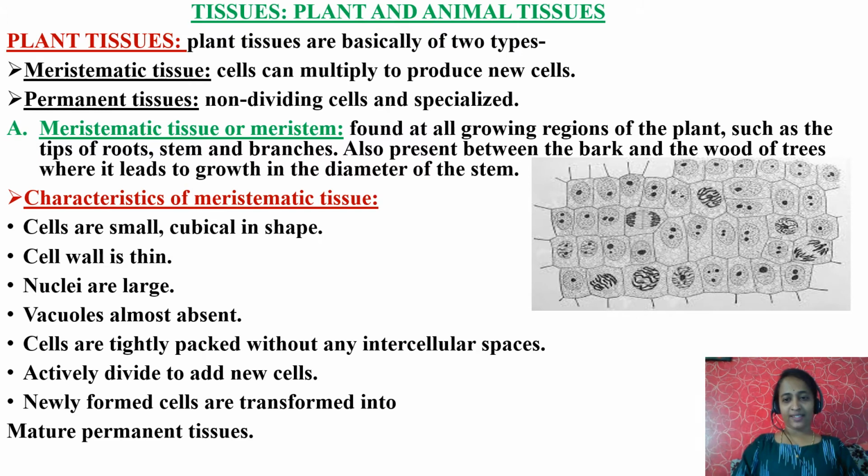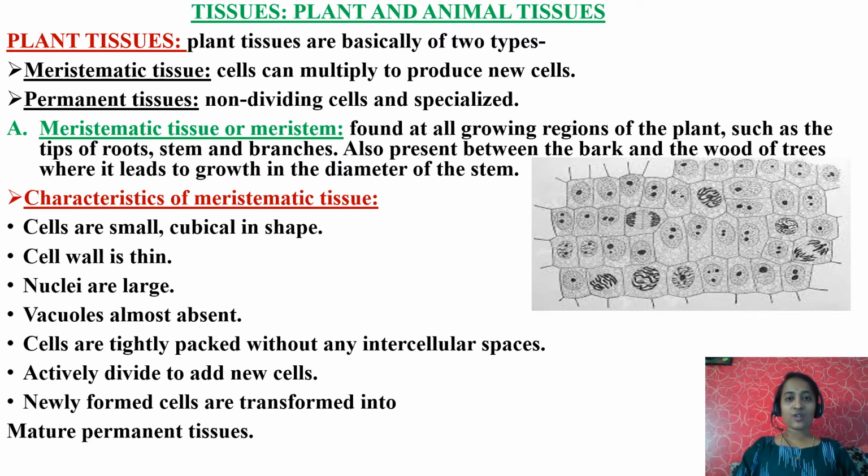Meristematic tissue or meristem. They are found at all growing regions of the plant, such as the tips of root, stem and branches. As I told you, the cells which come under meristematic tissue have the capability of cell division. Thereby it increases the size of a plant as well as the length of a plant. It helps in growth, so they are found in growing regions. What are the growing regions? Tip of a root, tip of a shoot, leaf, flower. These are the parts where meristematic tissues are present.